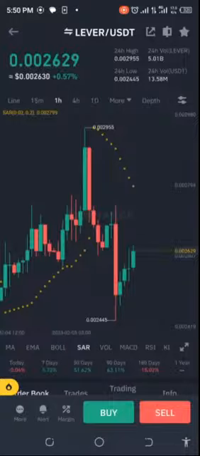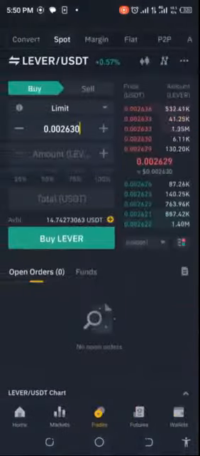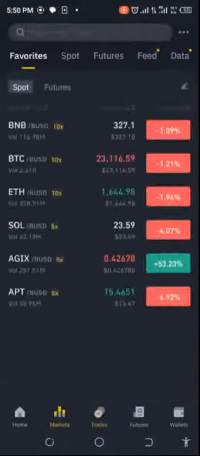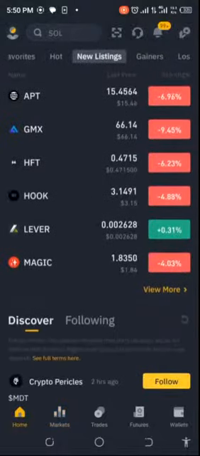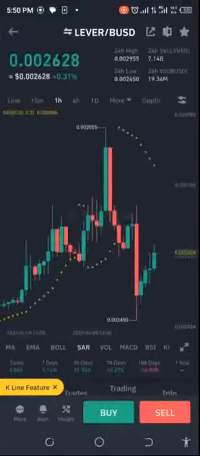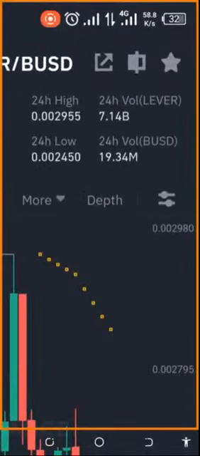Now, let me just do a quick recap on what we've done so far. We looked at Lever, which is one of the newly listed coins in the new listing segment, if you remember. We checked the different price ranges, the all-time high and the all-time low, and we saw that it was 2955 within a space of 24 hours, and 2450. So let's choose a lower price if we want to buy this. We chose 2590, which we could have actually gone lower, right? And that sold almost instantly.